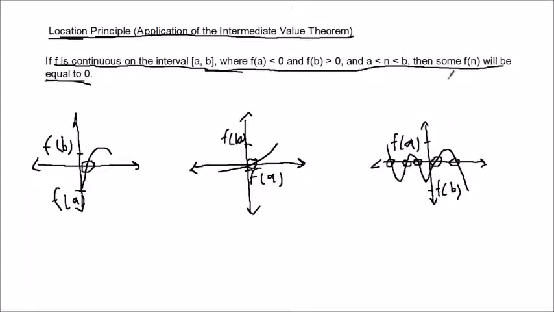There's something that's quite useful to know, but it's not necessary. This is called the location principle. It's an application of something you'll learn in higher level math called the intermediate value theorem. If f is continuous on the interval [a, b], where f(a) is smaller than 0 and f(b) is bigger than 0, then for some number n in the middle of a and b, f(n) will be equal to 0.